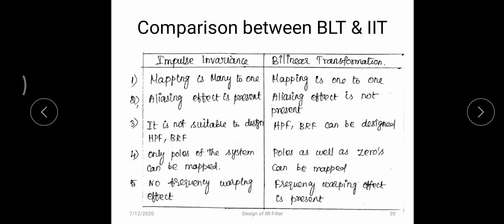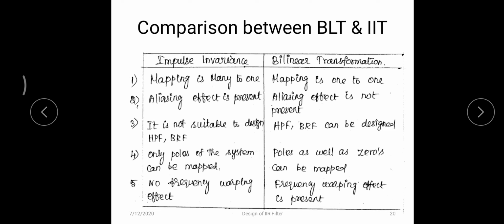So this is a basic comparison between impulse invariance and bilinear. For impulse invariance, it is many to one mapping. For bilinear it is 1 to 1 mapping. In impulse invariance the aliasing effect may occur. It is due to many to one mapping. There is no aliasing problem in the bilinear since it is 1 to 1 mapping.